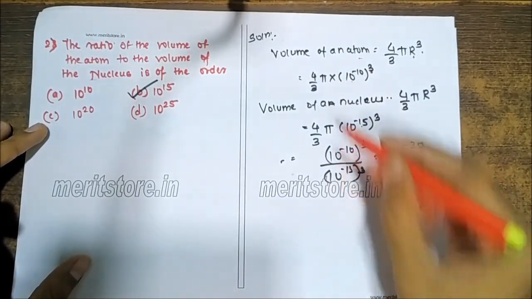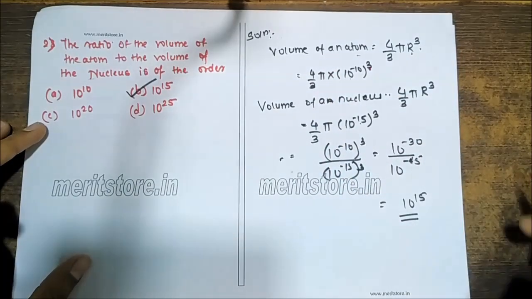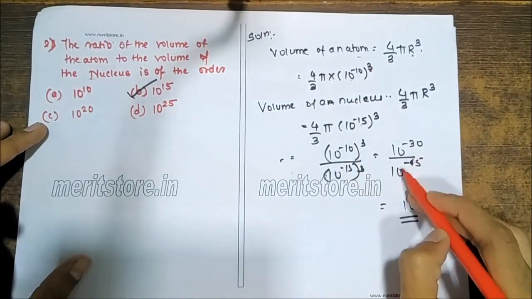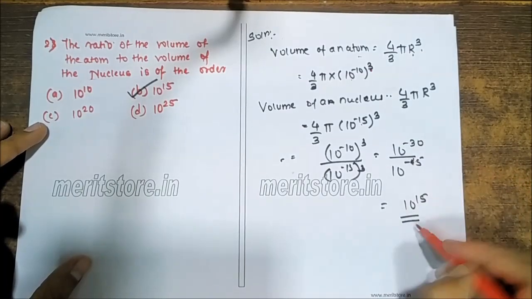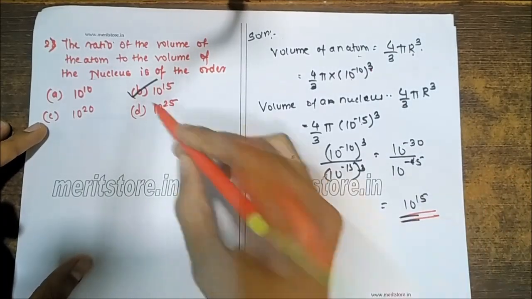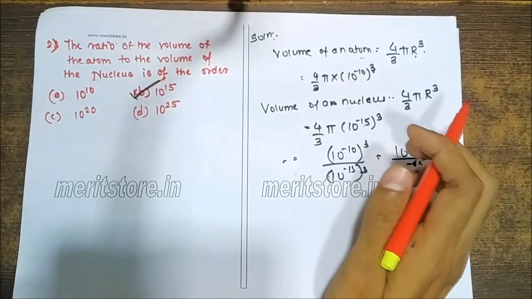So we'll take the ratio of both of them, 4 by 3 pi gets cancelled, and we are left with 10 raised to minus 30 upon 10 raised to minus 45, which on solving we get the value of 10 raised to 15. So B is the correct option, 10 raised to 15.